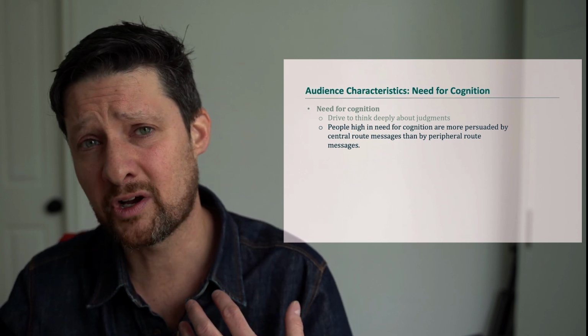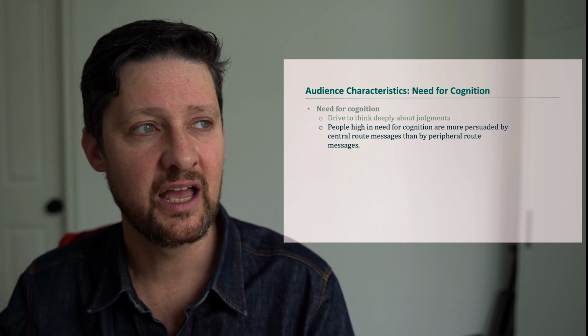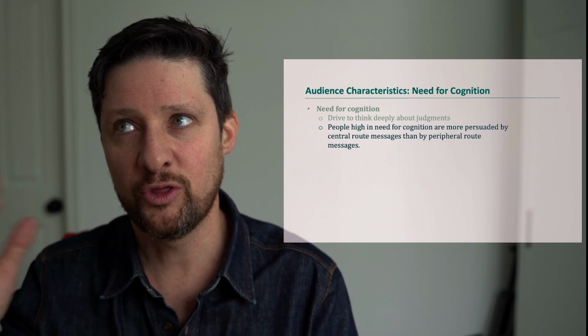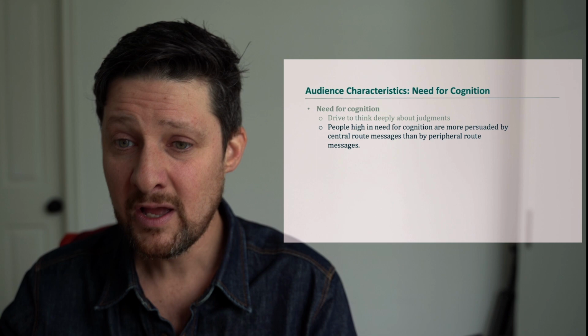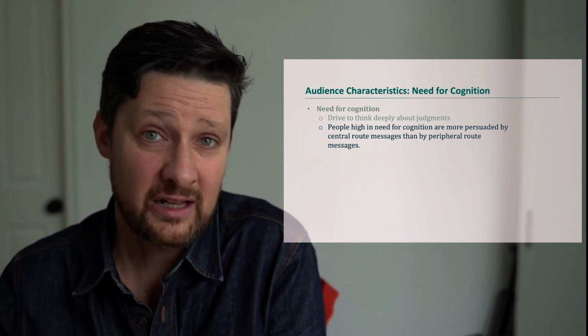Whereas if I'm low in need for cognition, it's not that I don't care about the message, it's that I'm happy to be told what the answer is, or what the outcome is. I don't need to devote cognitive resources to weigh the pros and cons of everything. And so if I'm low in need for cognition, then I'll likely use the peripheral route to process messages.